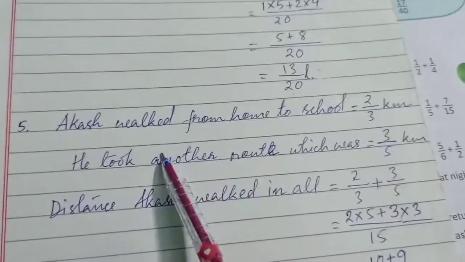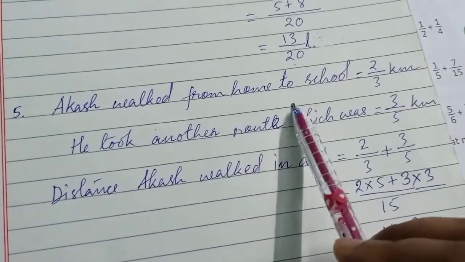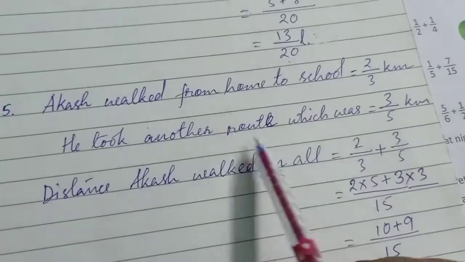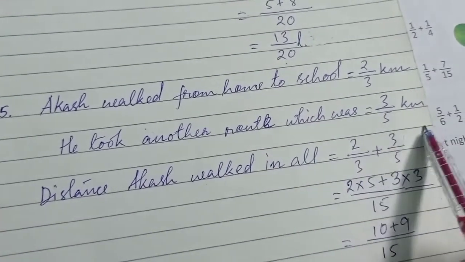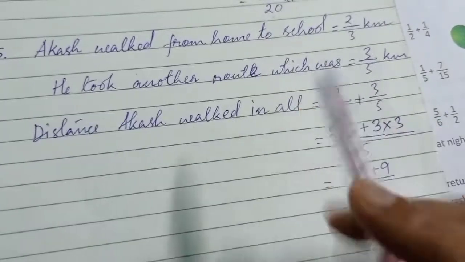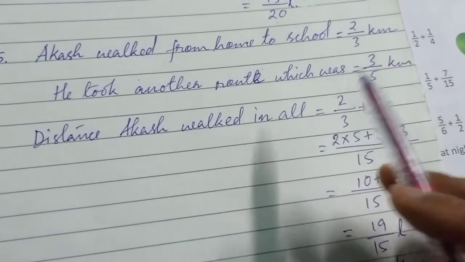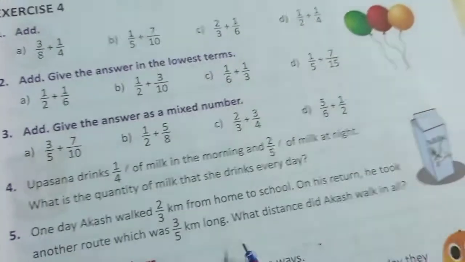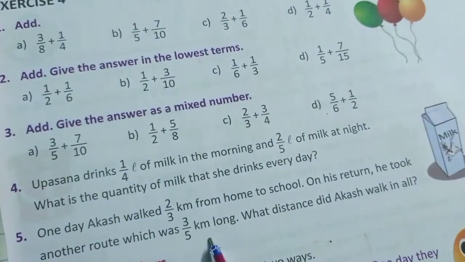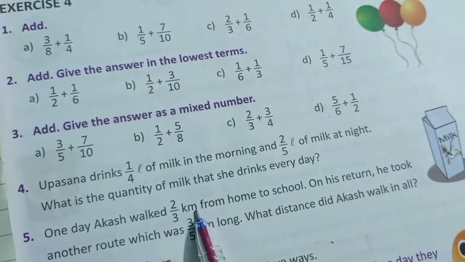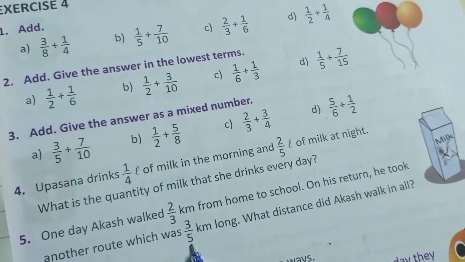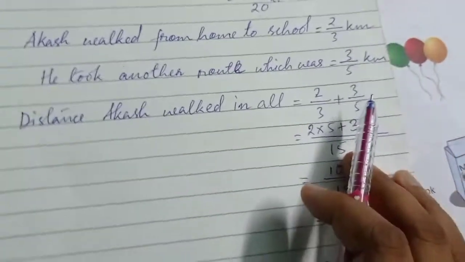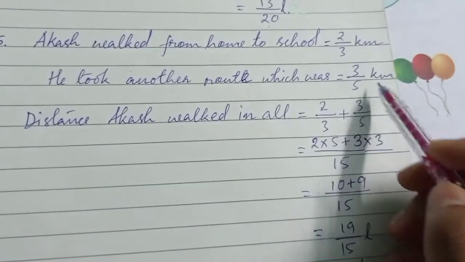In question number 5, Akash walked from home to school, which is 2/3 kilometer, and he took another route which was 3/5 kilometer. We need the distance Akash walked in all. First he took 2/3 kilometer, then 3/5, right? And what is the distance traveled in total? You need to add 2/3 plus 3/5.